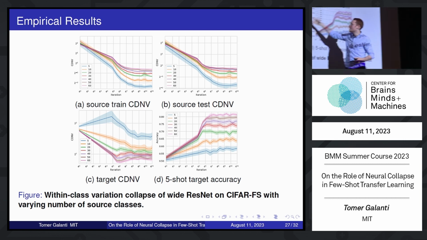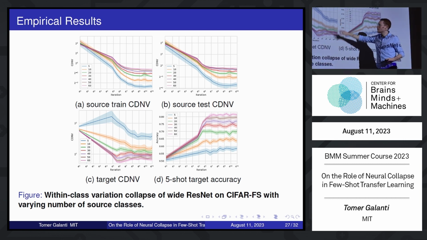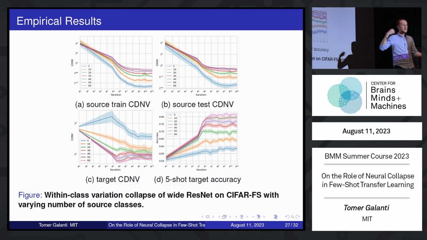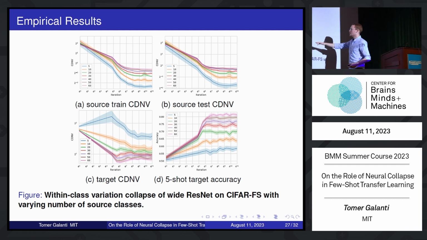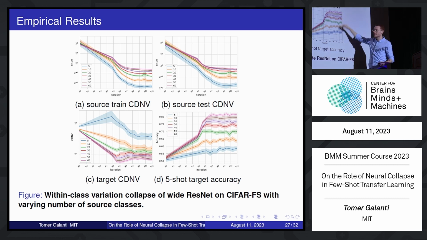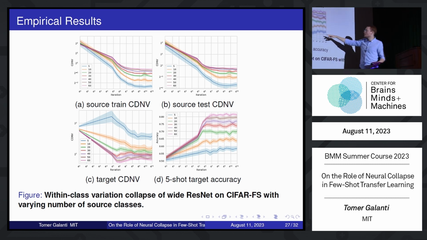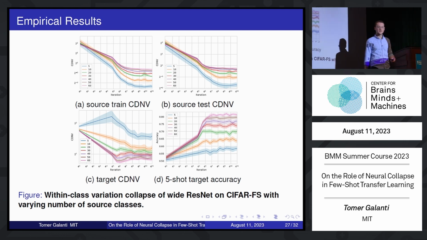And we see that with more source classes, when training with 60 instead of 10 source classes, the normalized variance improves. So if we trained with more and more source classes, then the normalized variance also generalizes to new classes well. And that is in correlation with what happens with the performance itself. So if we look at the performance, it improves when we trained with more and more source classes.